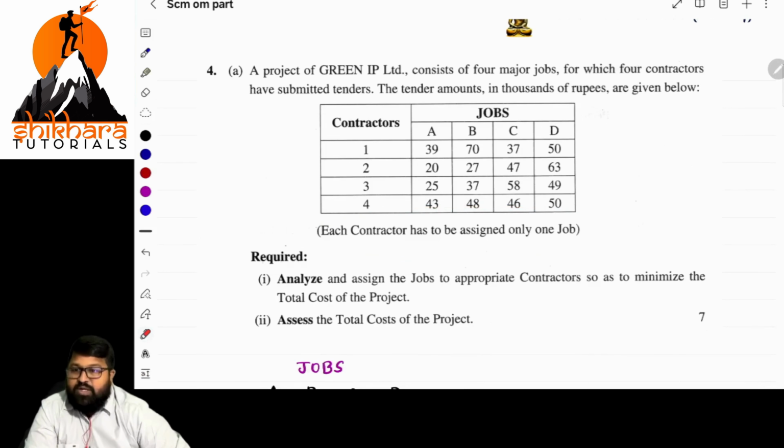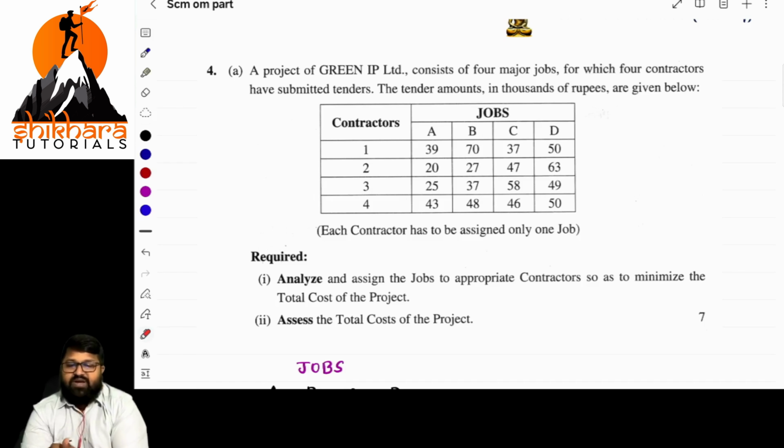Now each contractor has to be assigned only one job. That is the basic fundamental rule. Assignment has a basic standard logic: for one person, only one job. For one machine also, one job. Nothing more than that.